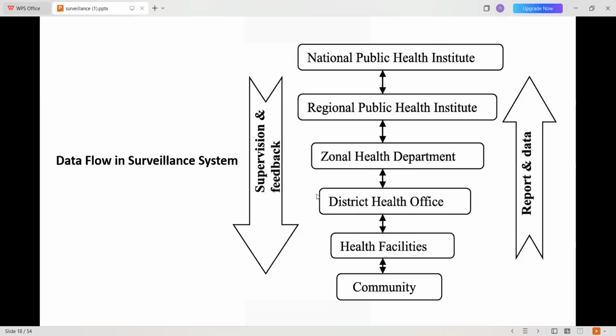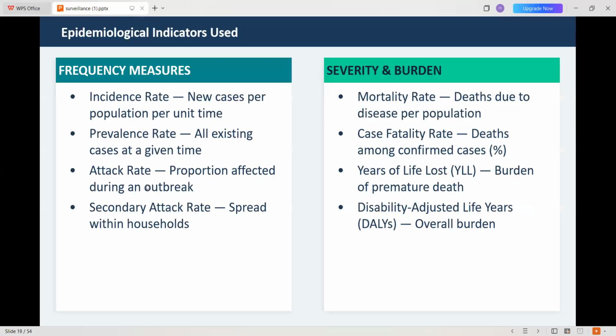This is the data flow in the surveillance system. First of all, the reports and data collected from the community move to the health facility and then the district health office, toward the zonal health department, then the regional public health institute, and then at the end the national public health institute, where the policies and feedback move back to the community. So this is the data flow in the surveillance system.